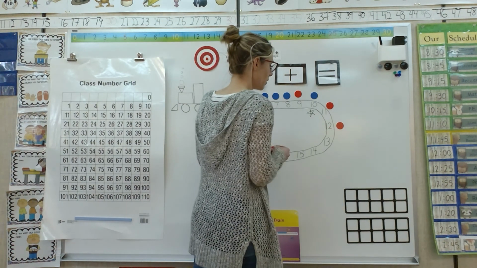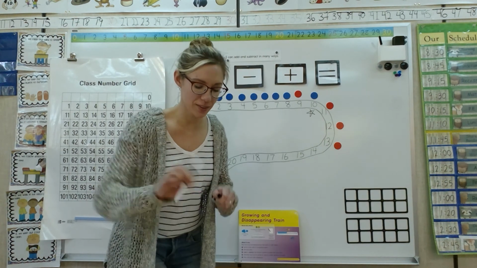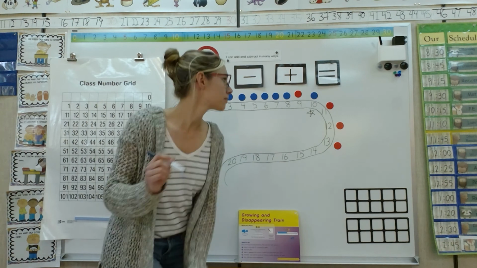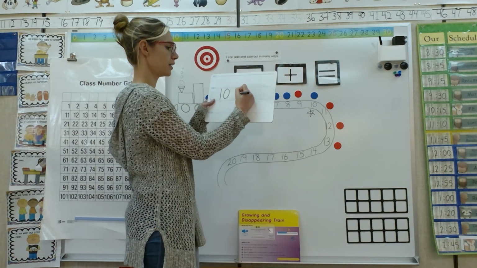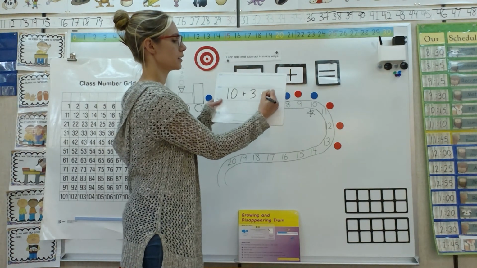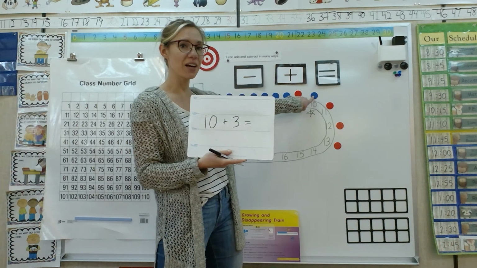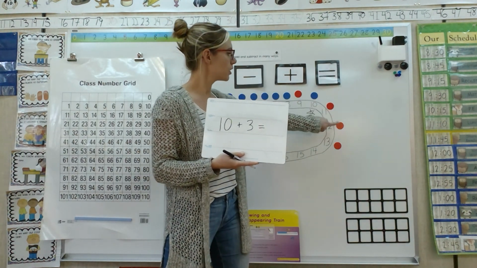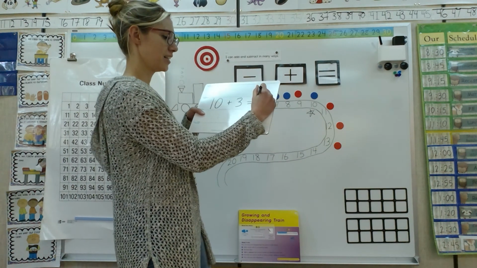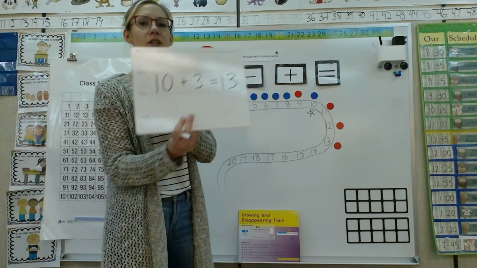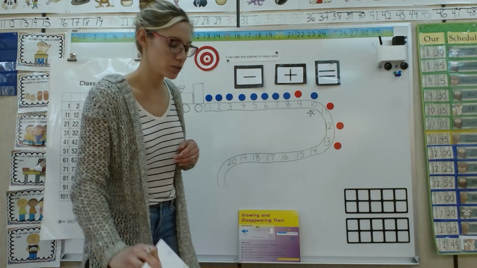1, 2, 3. So we started with 10 right here, and then we added 3. How many does that equal? Let's start with 10 and count on. 11, 12, 13. 13. So now our train has 13 train cars.